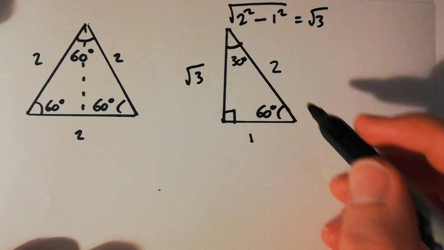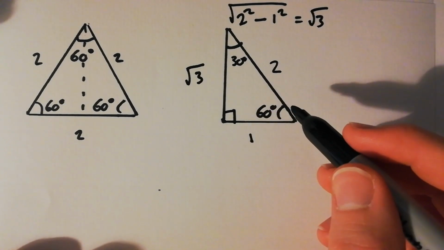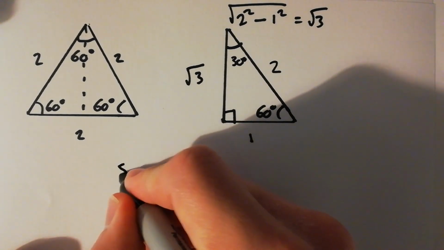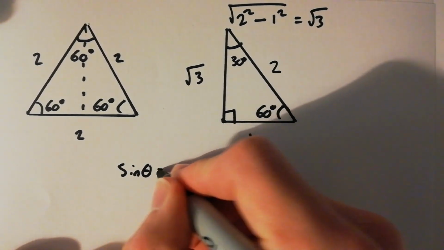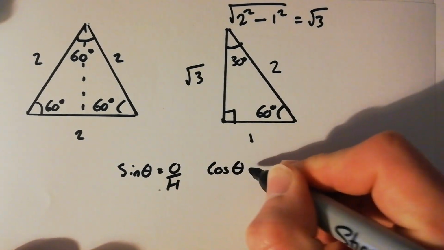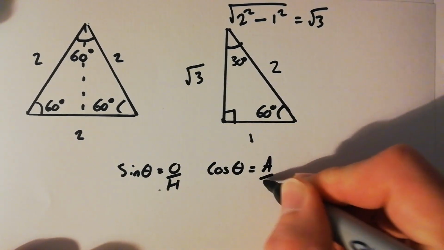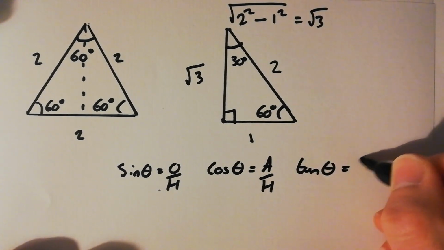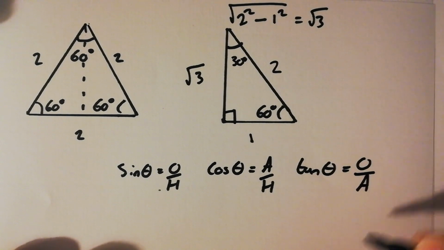So now we have just worked out another triangle, very simply, and we can use the same rules again. That's sine of the angle equals opposite over hypotenuse, and cos of the angle equals adjacent over hypotenuse, and tan of the angle equals opposite over adjacent.